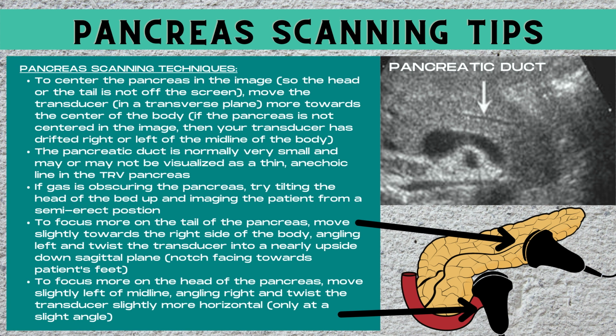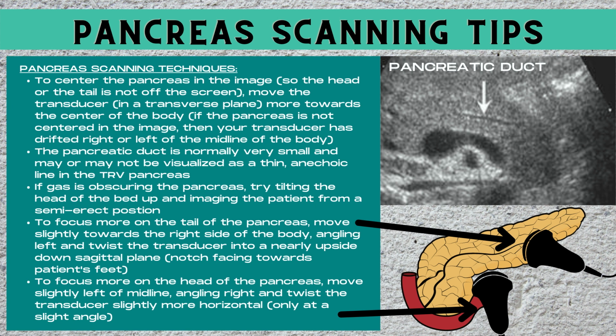The pancreatic duct is normally very small and may or may not be visualized as a thin anechoic line in the transverse pancreas. If gas is obscuring the pancreas, try tilting the head of the bed up and imaging the patient from a semi-erect position. This can sometimes move gas out of the area of the pancreas.